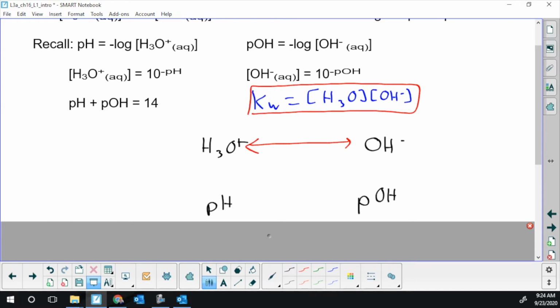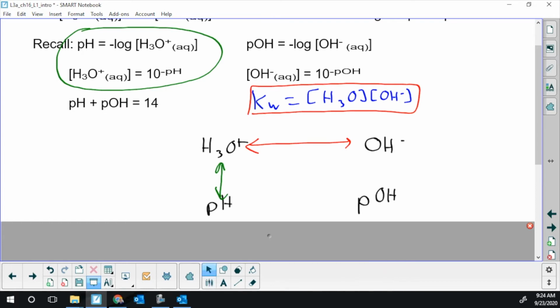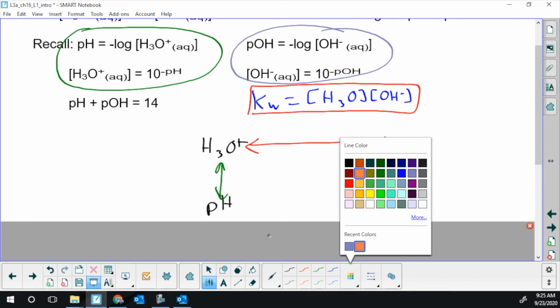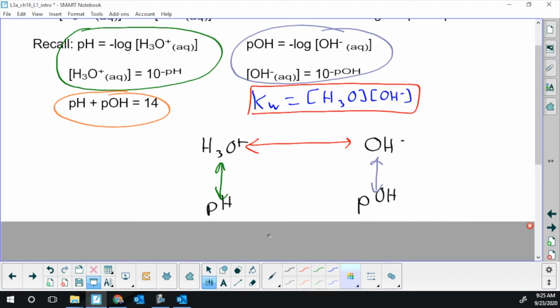So what about from hydronium to pH or pH vice versa? We basically just need to find the formulas of those 2 pieces, and that's those 2. So depending which way you're going, you use one of those 2. These 2, hydroxide and pOH, will let you go back and forth there. And last, the fact that they sum up to 14 lets you go pH to pOH.